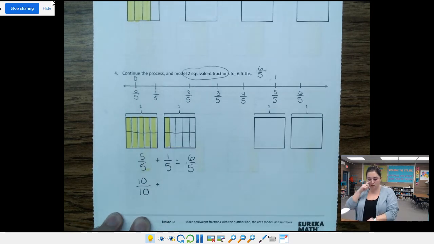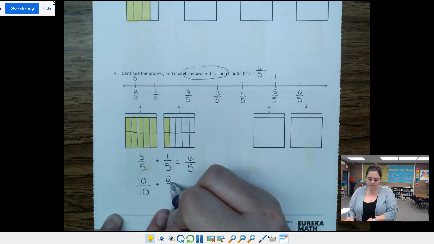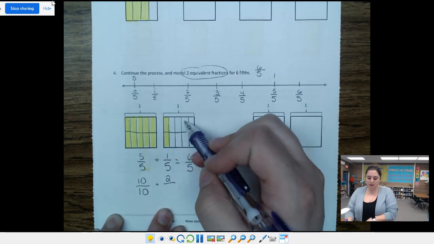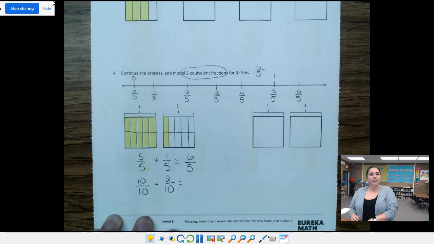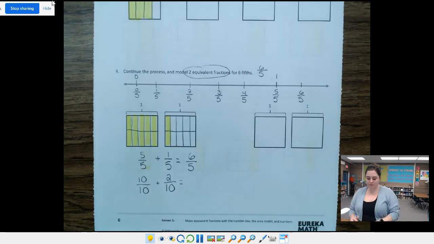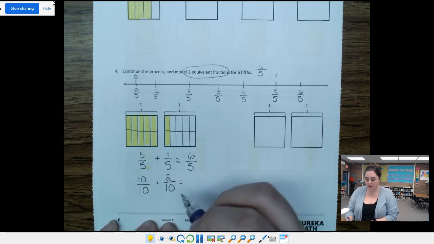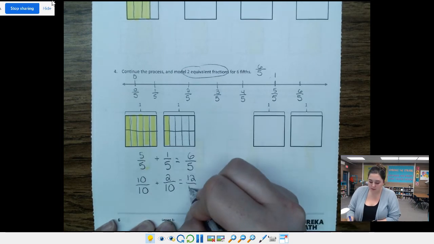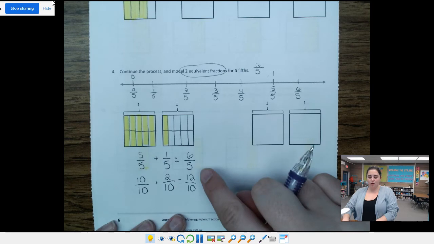What's the second square showing me? How many shaded? 1, 2. Out of how many total? 2, 4, 6, 8, 10. It's still 10. So how many do I have together? 10 shaded plus an extra 2 shaded. I have 12 shaded, but the bottom number stays the same because they were still only cut into 10 pieces. So 12/10. These are showing the same thing.